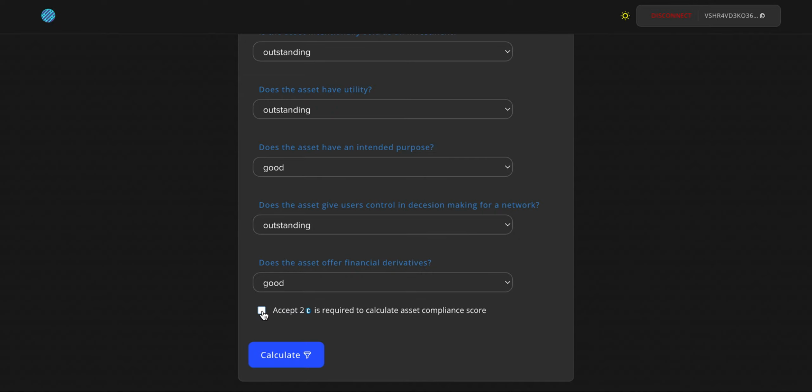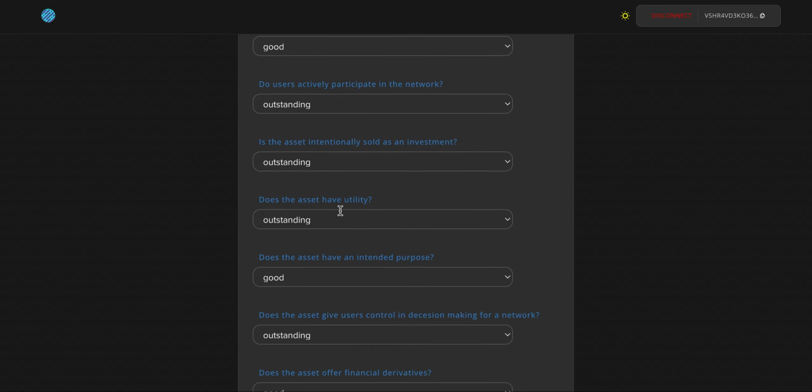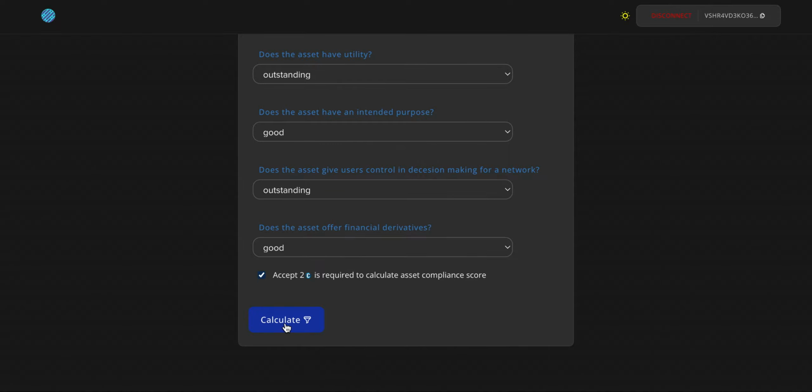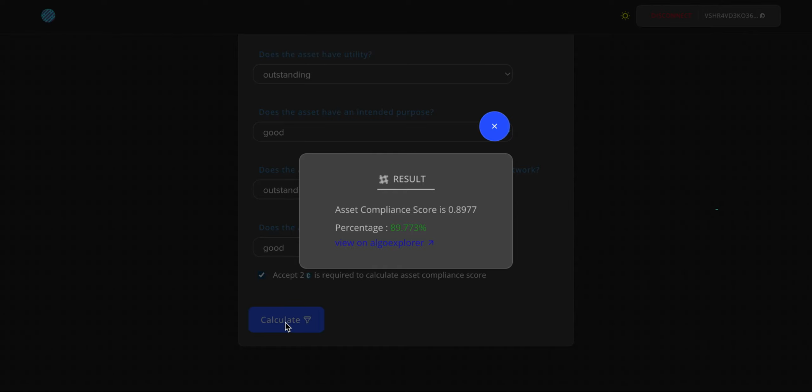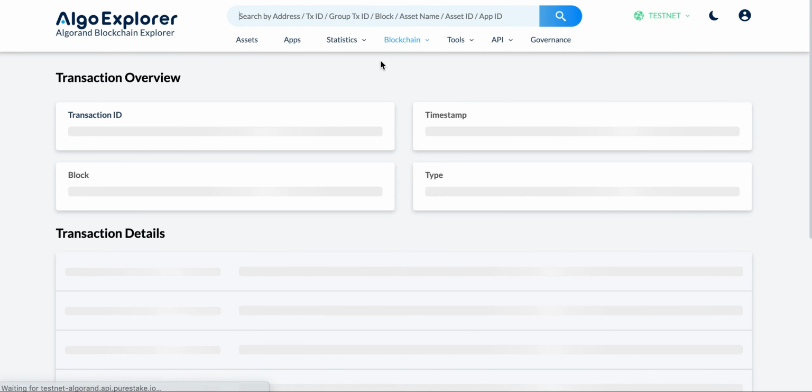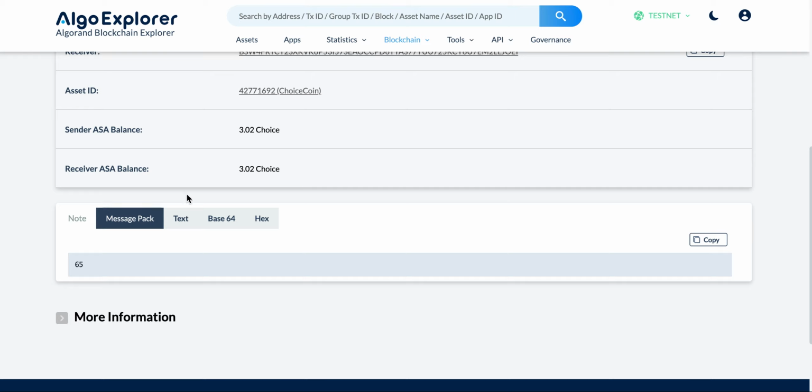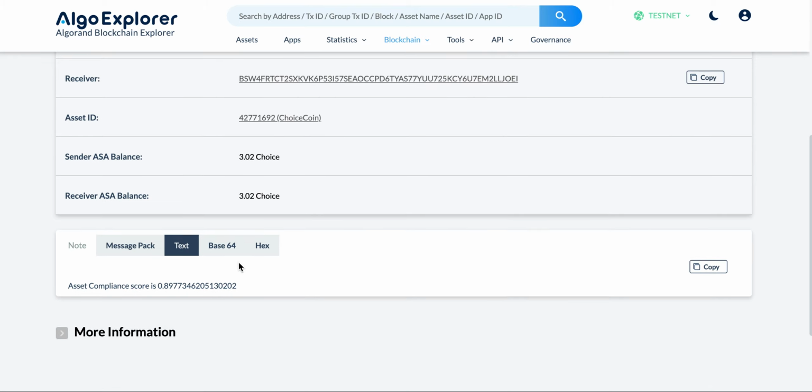So then once we've gone through and answered all of our questions, then we just click calculate. And then we verify the transaction by approving it in our Pera wallet. And then we get our return. And so here we see that this is about 90% likely to not be a security. And then we can go on Algo Explorer and we can see that transaction recorded on the Algorand blockchain.